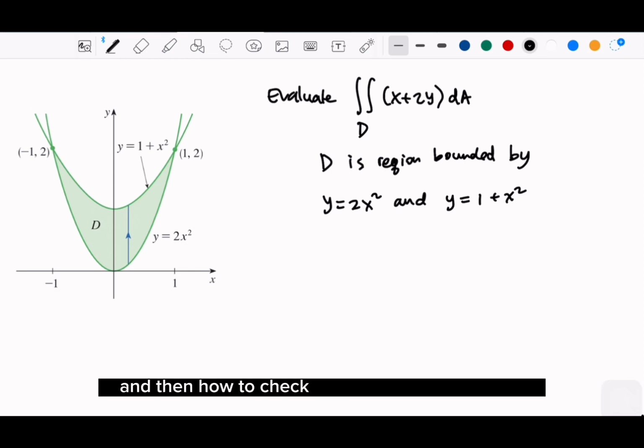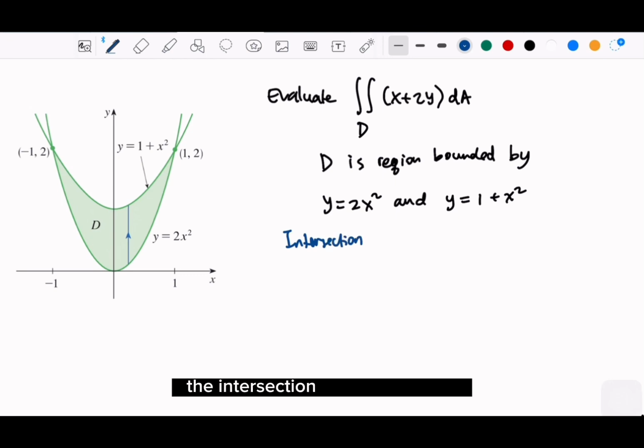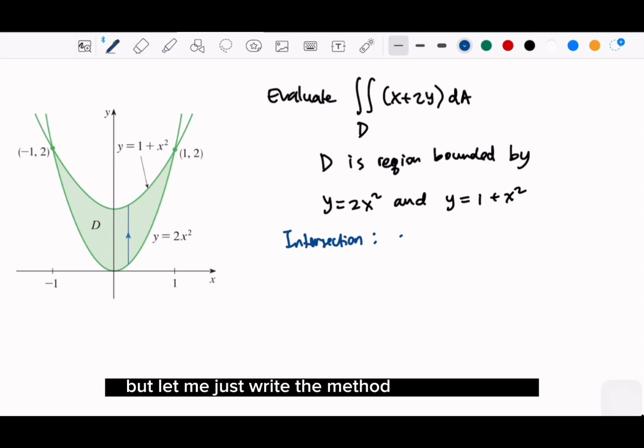And then to find the constants, we can check the intersection. I think as we can see, the intersection is already drawn, but let me just write the method to be clear.